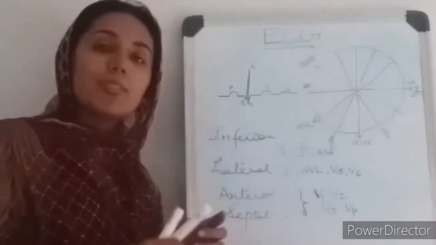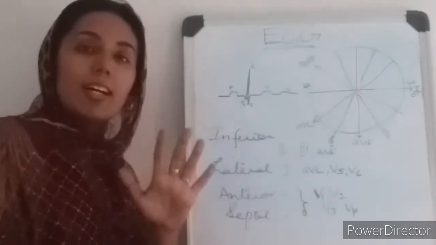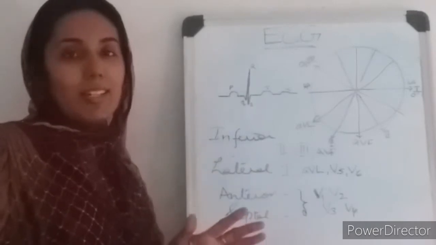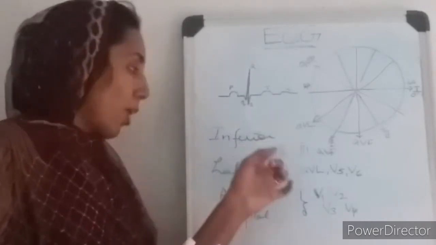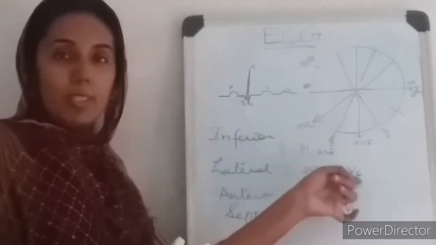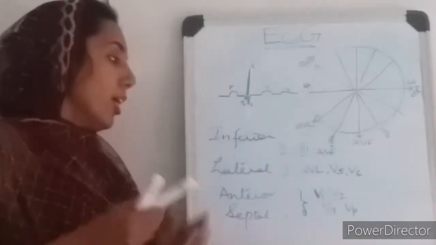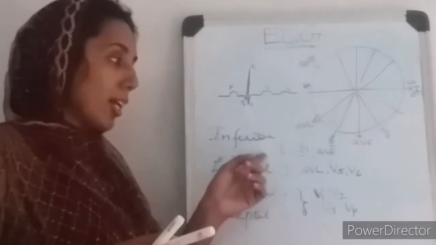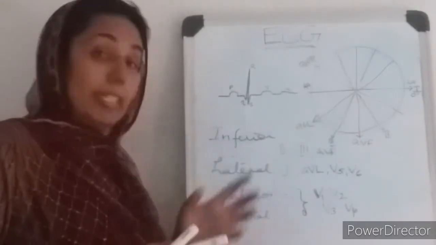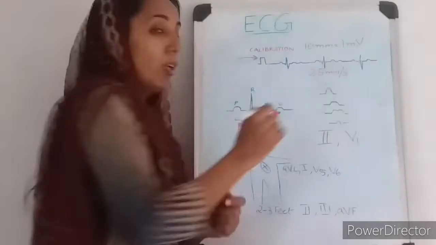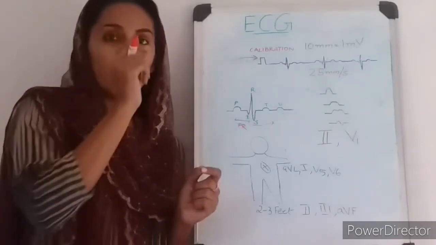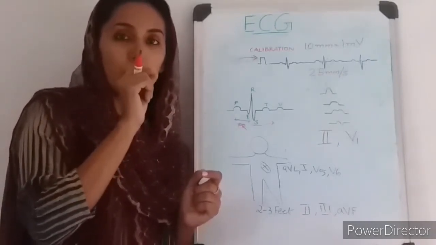Another one: one hand has 5 to 6 fingers. You remember it like that. So one hand: lead 1, 5 to 6 meaning V5, V6, and the hand is the lateral side. So aVL is lateral, and this is about inferior, and this is how we can remember where the leads are placed.